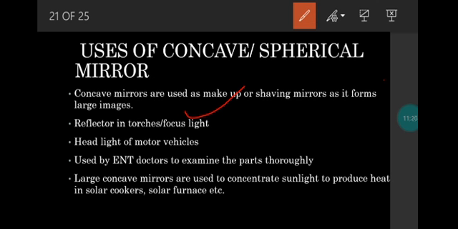It is used as a reflector in torch lights as a focus light to focus the light, and in the headlights in order to see the vehicles. And it is also used by ENT doctors to examine the parts easily, so that it gives you a larger image, so that we can see all the small parts clearly. And large concave mirrors are used to concentrate sunlight to produce heat in solar cookers and solar furnaces, because all the rays will get converged at a point, so that it generates heat there. That is why we use concave mirrors there.